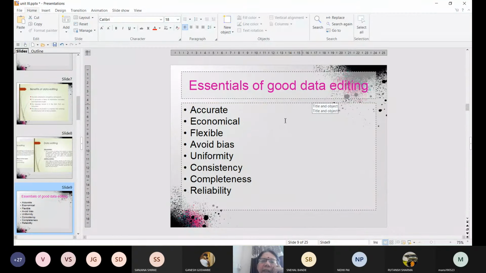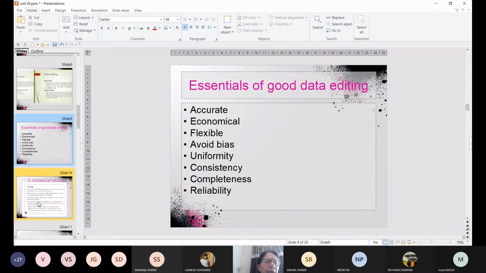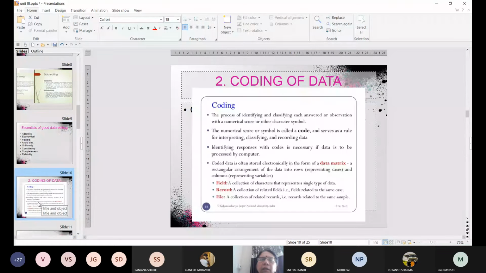When you are editing the data, you should see that the data which is the end product of the editing is becoming accurate. The whole editing process has to be economical, flexible, without any bias, uniform, consistent, complete and reliable. The second step in the data processing part is coding of data.